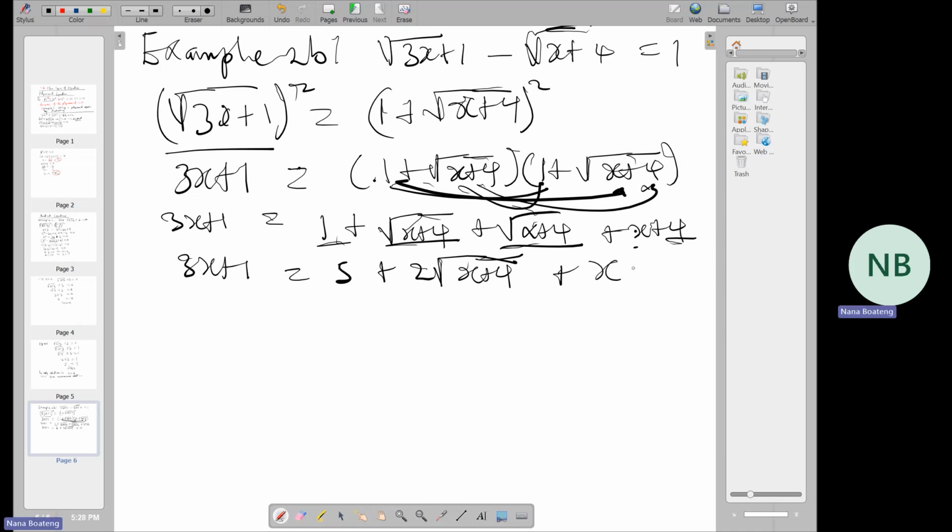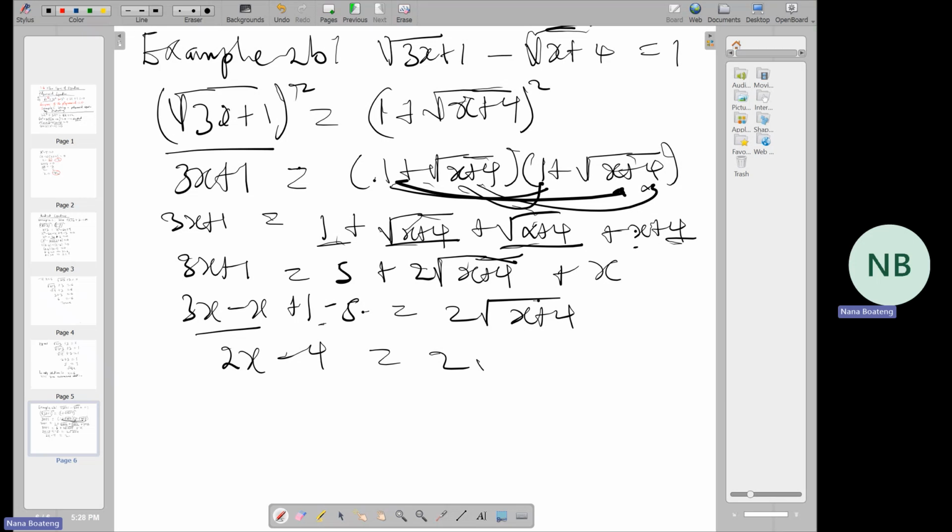All right, so from here we can rewrite this as 3x minus x plus 1 minus 5 is equal to 2 square root of x plus 4. Okay, so this becomes 2x, and 1 minus 5 becomes negative 4. It's equal to 2 square root of x plus 4.